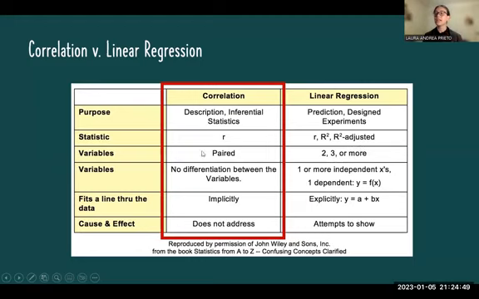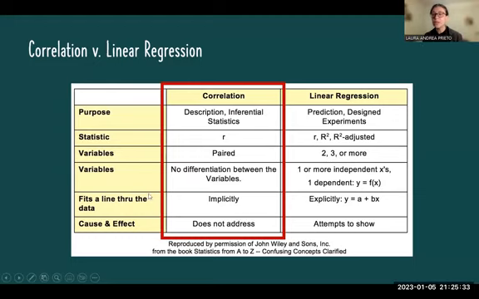So correlational analysis is going to have paired variables, which is looking at two main variables. Whereas linear regression, you're going to have 2, 3, or more. And as well as in correlational analysis, there's no differentiation between the variables. So if I'm looking at parent motor skills and child motor skills, I can say parent motor skills have this relationship to child motor skills, or child motor skills have this relationship to parent motor skills. It doesn't matter. But when I'm doing linear regression, I am focusing on one dependent variable and looking at more than one independent variable.